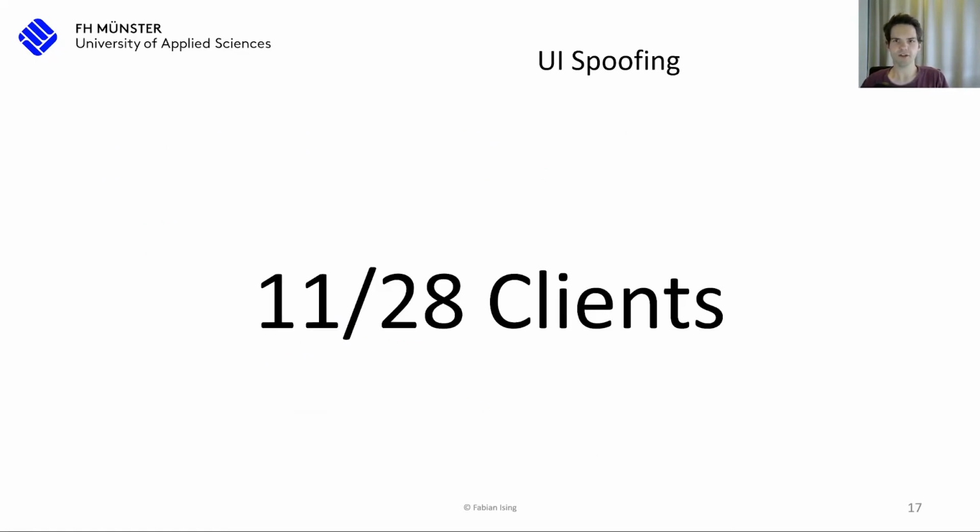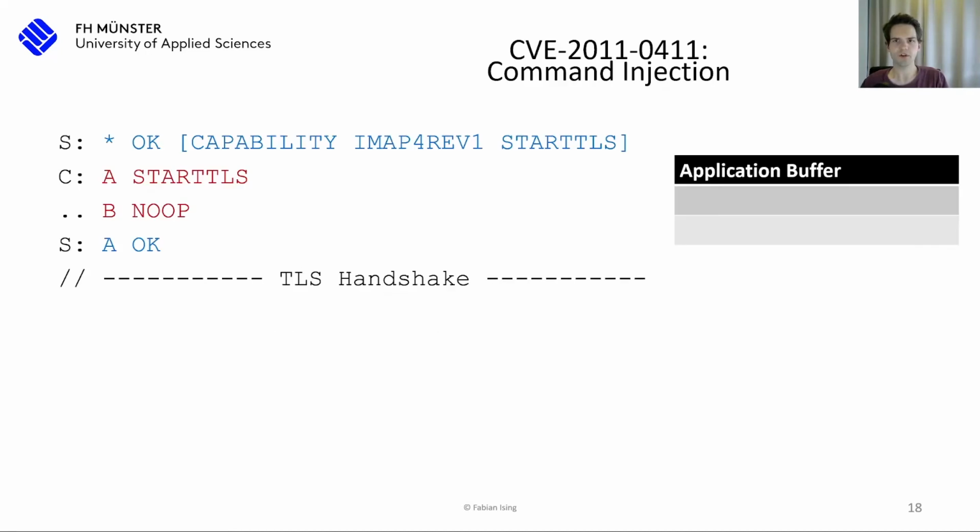11 clients showed attacker-controlled UI alerts even before STARTTLS. Let us move on to a server bug from 2011 that was originally found by the postfix developer Wietse Venema.